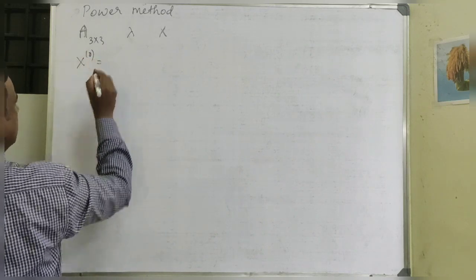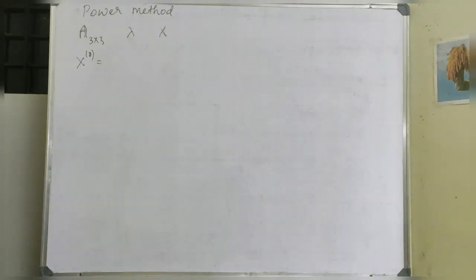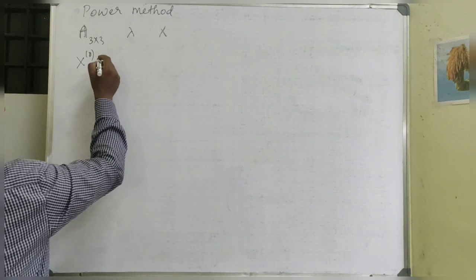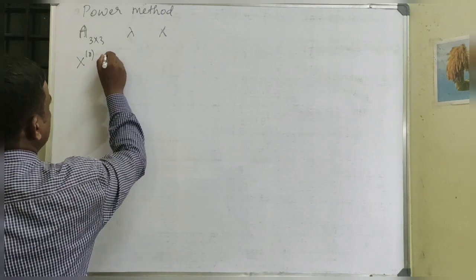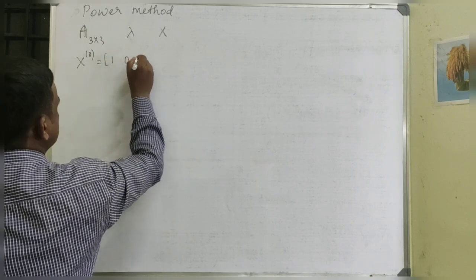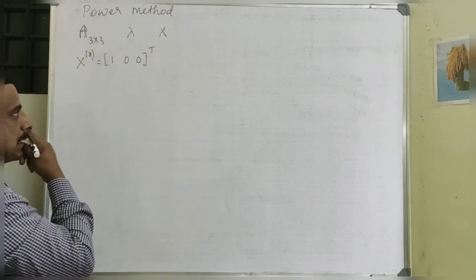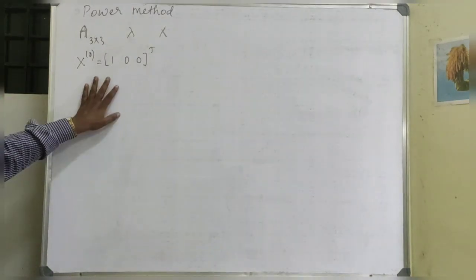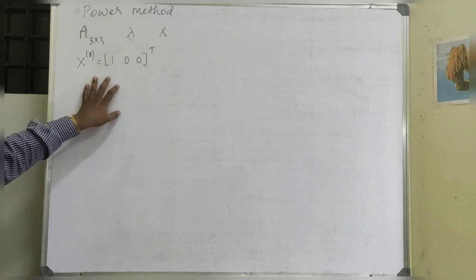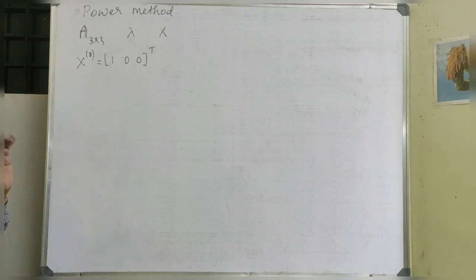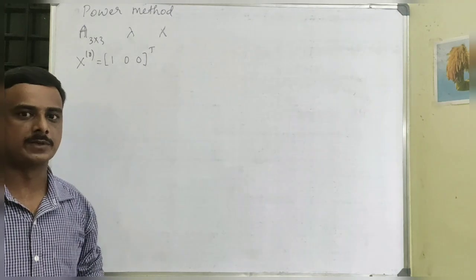Initial approximation, it is a column vector, 3 cross 1 column vector. Either you can take 1 0 0 or 0 1 0 transpose or 0 0 1 transpose. Sometimes the initial eigenvector will be given in the problem statement only.